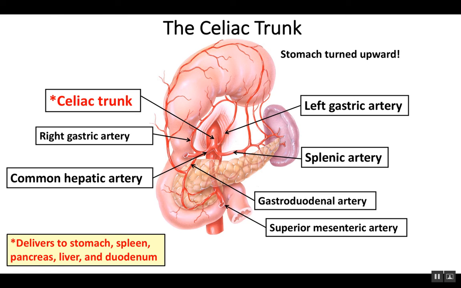And then you also see that superior mesenteric. Now, keep in mind, that one is not part of the celiac trunk. It's coming off of the aorta. It's coming off independently off of the aorta and supplying upper parts of your GI.